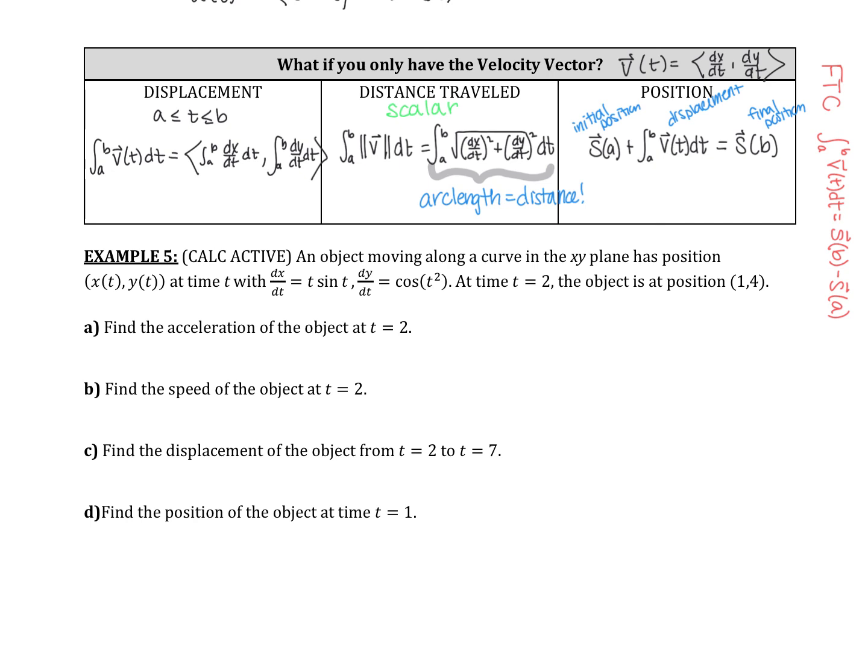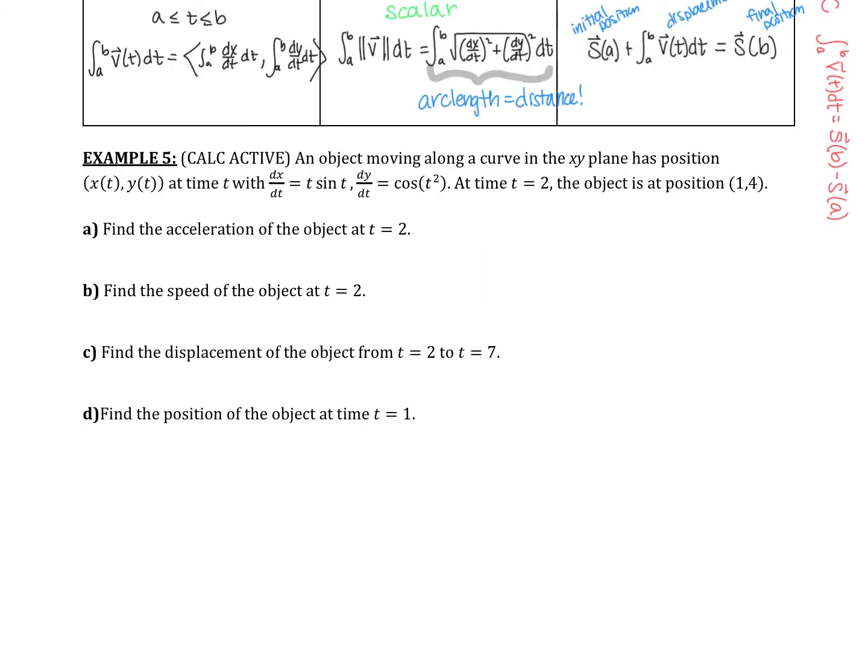Now, do I want you to have those memorized? No, not really. I want you to understand where they come from. Okay, so have your calculator handy and let's look at example 5. This says an object moving along a curve in the xy plane has position x of t, y of t, at time t, with dx dt equals t sine t, and dy dt equals cosine of t squared. At time t equals 2, the object is at position 1, 4. Okay, first question, find the acceleration of the object at time t equals 2.